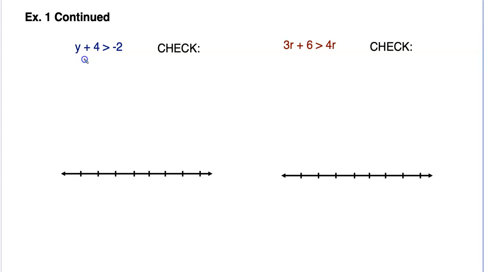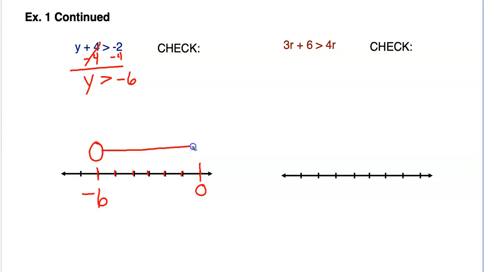Okay, we'll go ahead and work out these two. We're going to solve for y. So to undo plus 4, we're going to minus 4 from both sides. So we end up with y is greater than negative 6. So this time I'm going to want to put my 0 over on this side. I'm going to go over negative 6. 1, 2, 3, 4, 5, 6. And it says it has to be greater than negative 6. So we're going to put a circle at negative 6, meaning it doesn't include negative 6, so we don't fill in the circle. And all things bigger than negative 6 would go to the right.